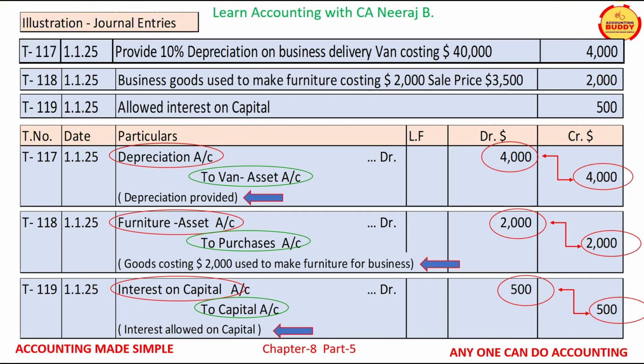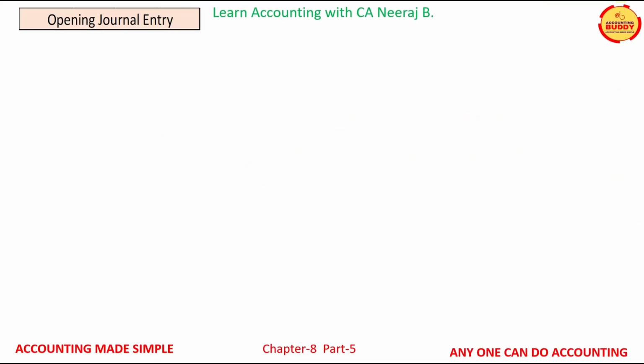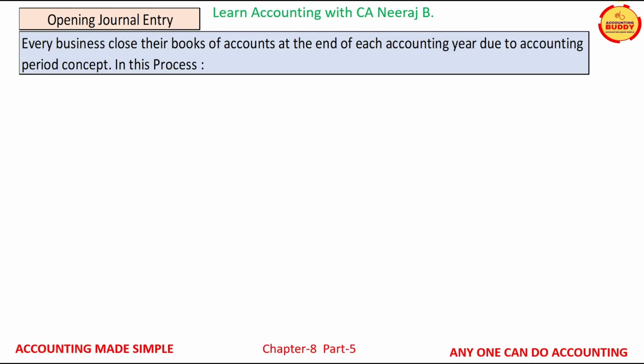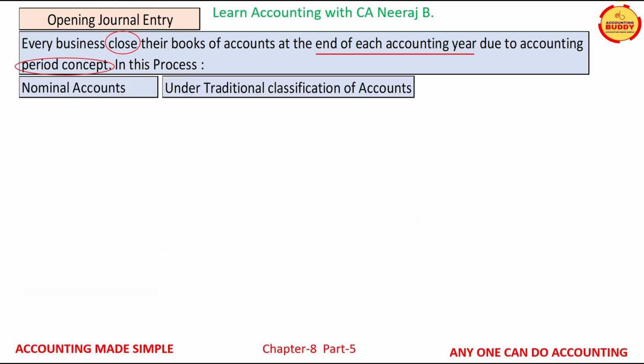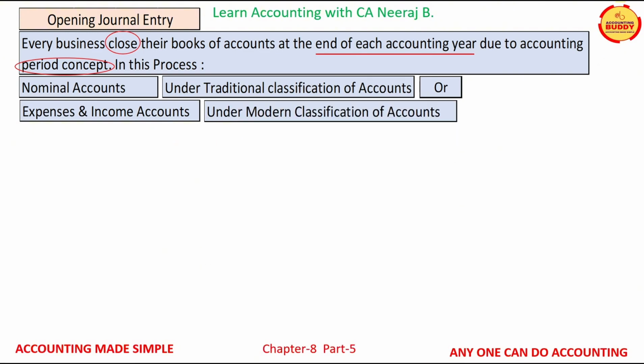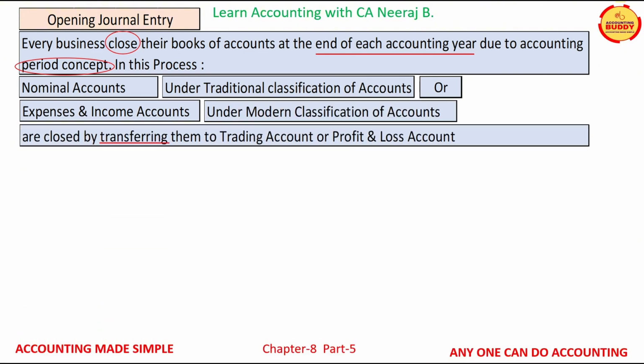Let us now learn about the opening journal entry. Every business closes their books of accounts at the end of each accounting year due to the accounting period concept. In this process, nominal accounts under traditional classification of accounts, or expense and income accounts under modern classification of accounts, are closed by transferring them to the trading or the profit and loss account.